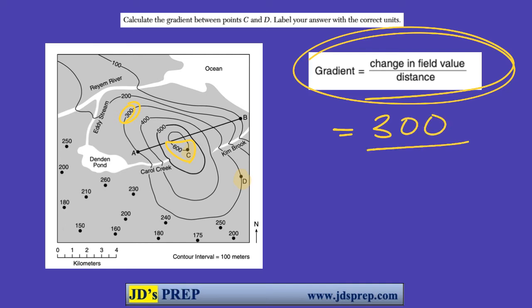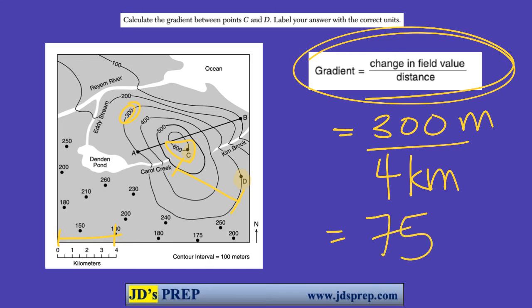And the distance, if you take a ruler and measure this distance and then compare it with here, you will see that it is about 4 kilometers. So our gradient should be 75 meters per kilometer. Since we've been asked to calculate between point C and D, you could say from point C to D and use the change in field value as negative 300, which would just give us a negative gradient value with the same value. Either is acceptable in this case.